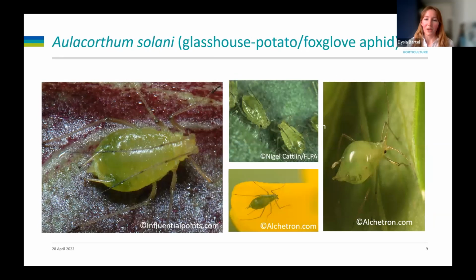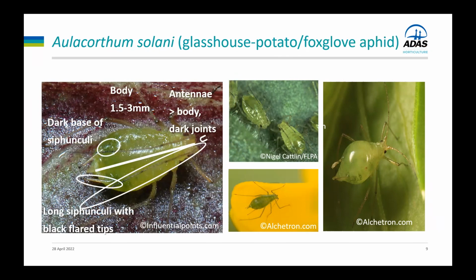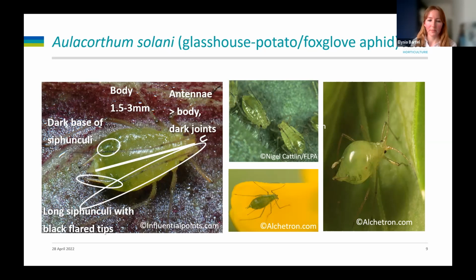Aulacorthum solani, known as the glasshouse potato or the foxglove aphid, feeds on around 200 species as well, and particularly affects a range of houseplants. It's another large aphid, 1.5 to 3 millimeters long, with antennae slightly longer than the body, with dark joints found on it. It has long siphunculi with black flared tips and has dark patches at the base of the siphunculi. The gap between the antennal tubercles makes a U shape as well. It has a pear-shaped body, and it could be whitish green or yellow, dull green or greenish brown.